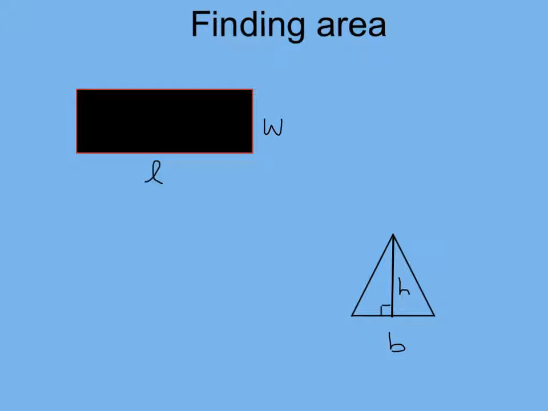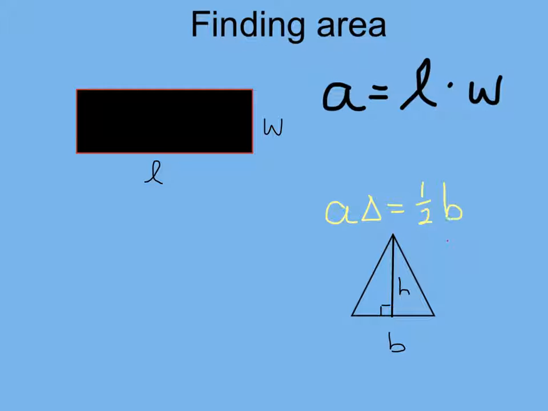Now you probably remember from years past that to find the area of a rectangle, you take the length and times it by the width. And to find the area of a triangle, you're going to take 1/2 of the base of the triangle, which is the bottom, and times it by the height.